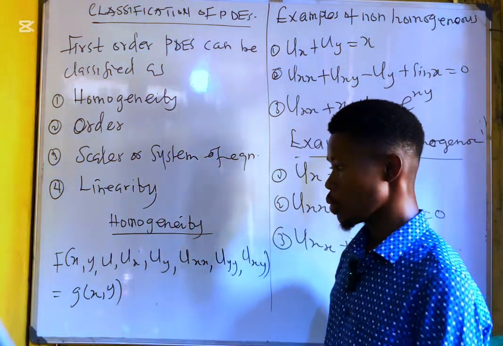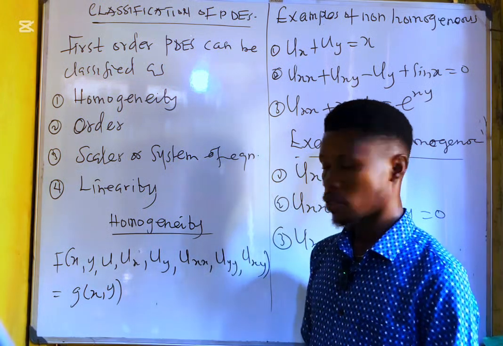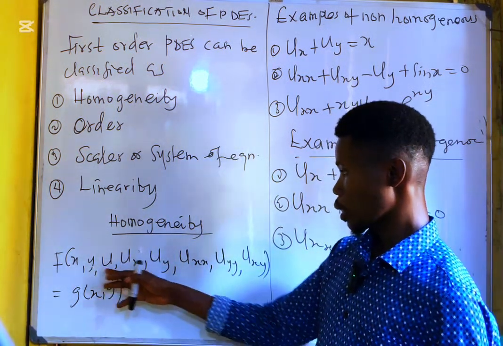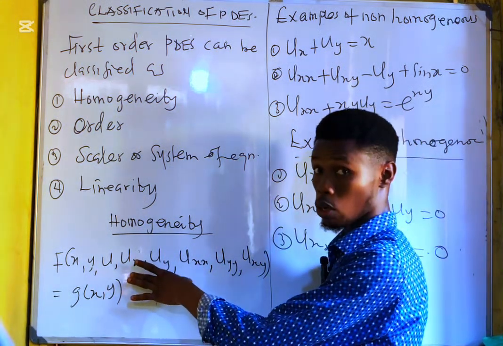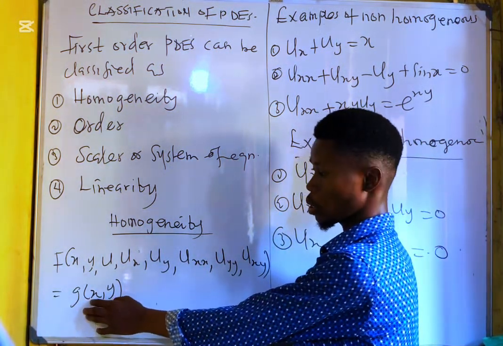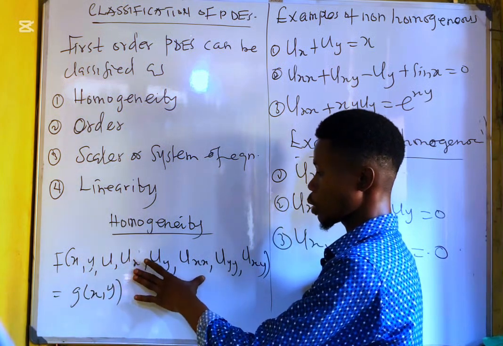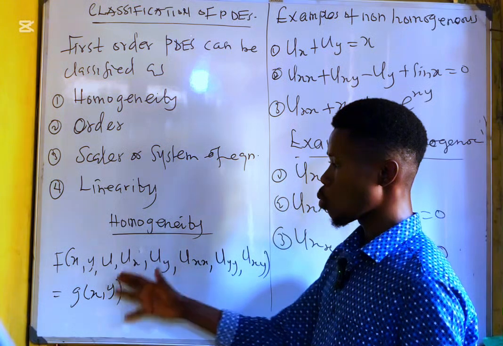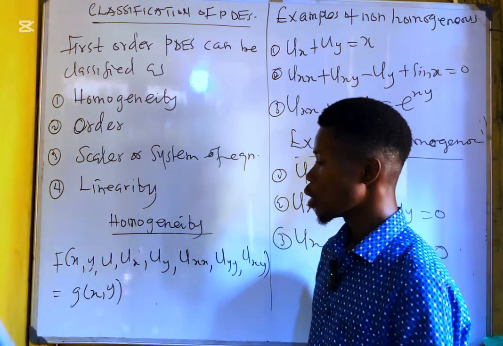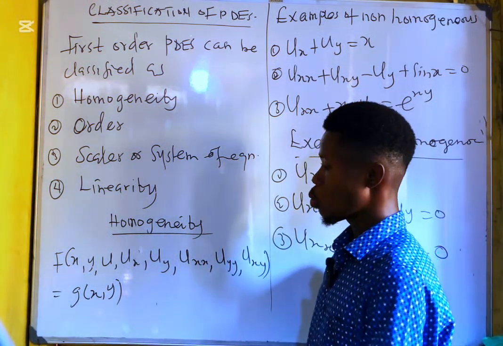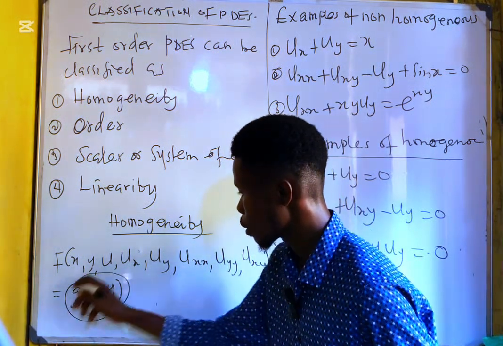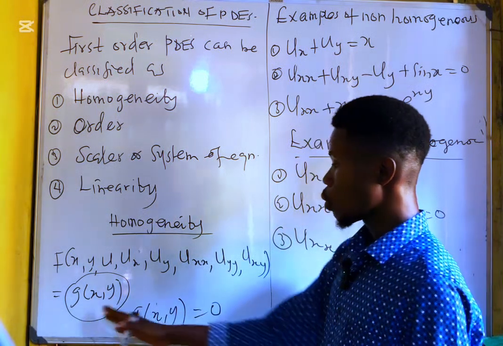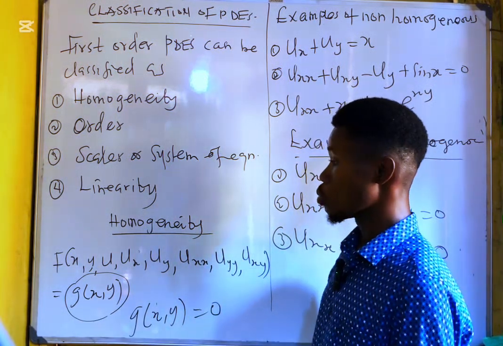Now let's look at the homogeneity. Let's take the function: this is equal to this, where this is the differential equation or the principal part, and this is the function part. So if the principal part is equal to this, how would you know that it is homogeneous or non-homogeneous? It will be homogeneous when this part is not there, or in other words, when the function part is equal to 0.